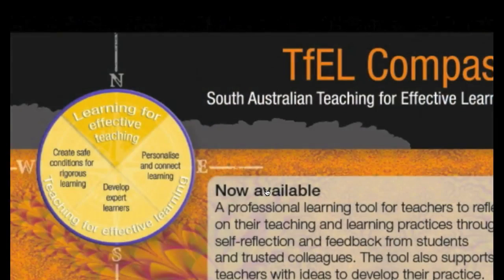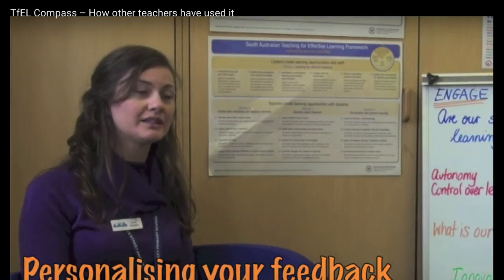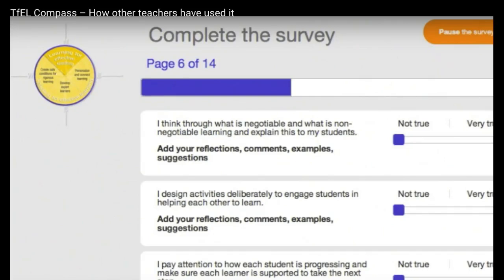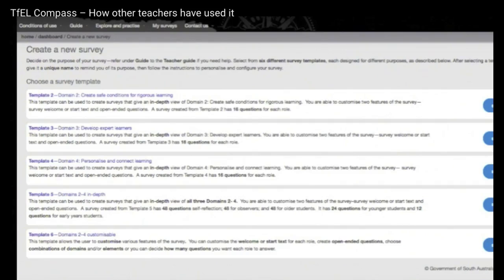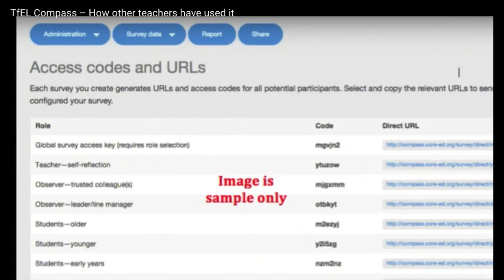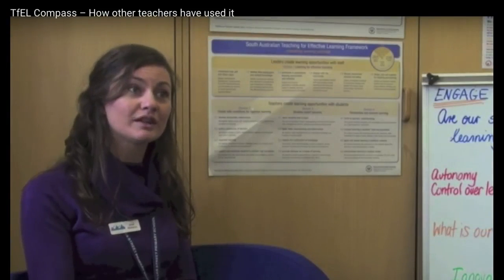What I liked about the Compass was it has all the questions that relate to the different domains in TfEL ready for you, and you can select the particular questions or domains that you want, and you can also limit the number of questions. You can target it at a different age group, and also you can still add in your own open-ended questions. So you can get really specific feedback where you want to.